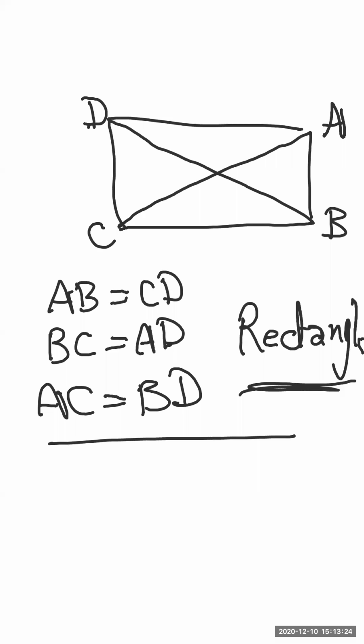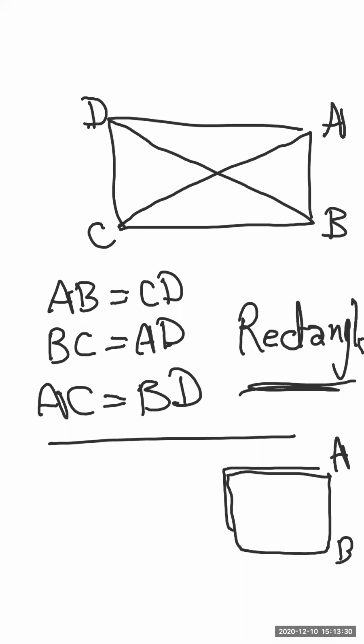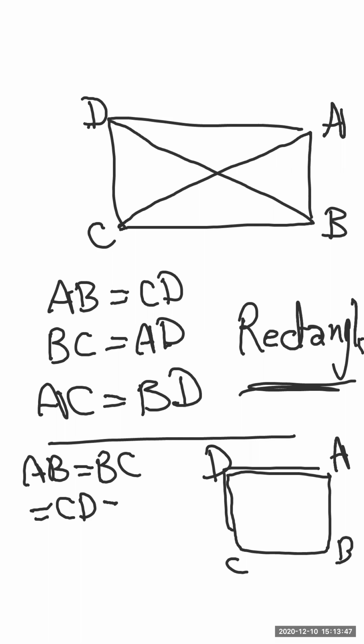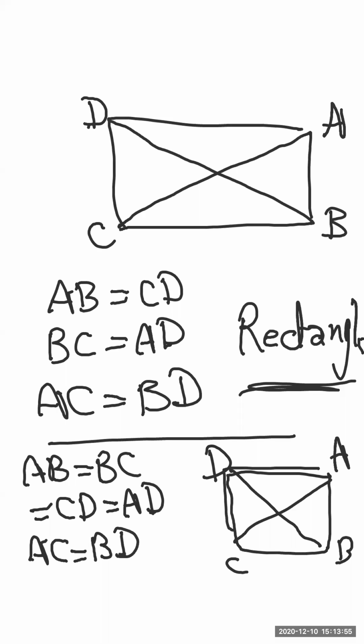Okay. If it's a square, guys, A, B, C, D. In this case, all sides inside the square are equal. So I will prove that AB equal to BC equal to CD equal to AD, and also the two diagonals are equal. So AC equals BD. So in this case, it will be a square. Okay, guys, are we clear? Yes, we are. Okay.